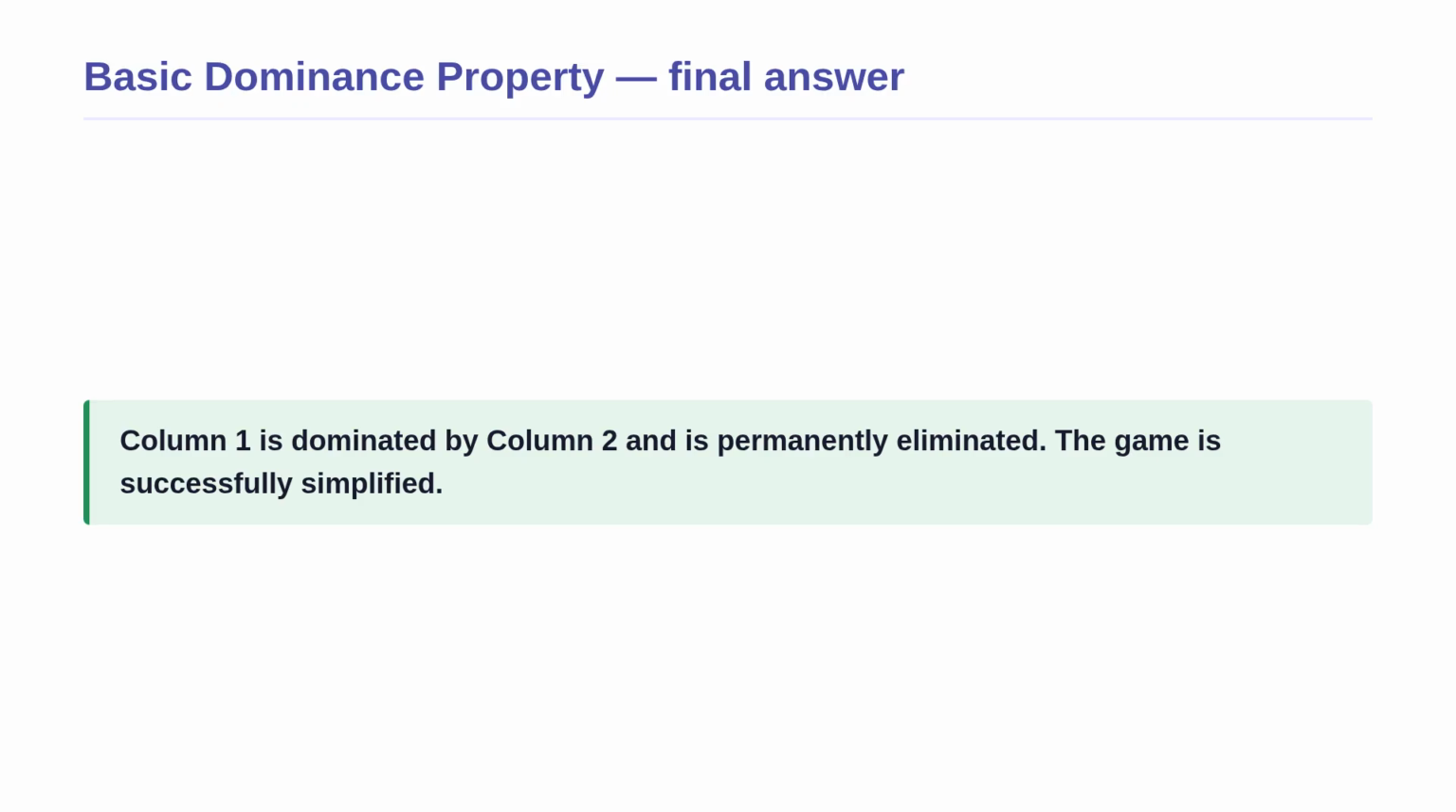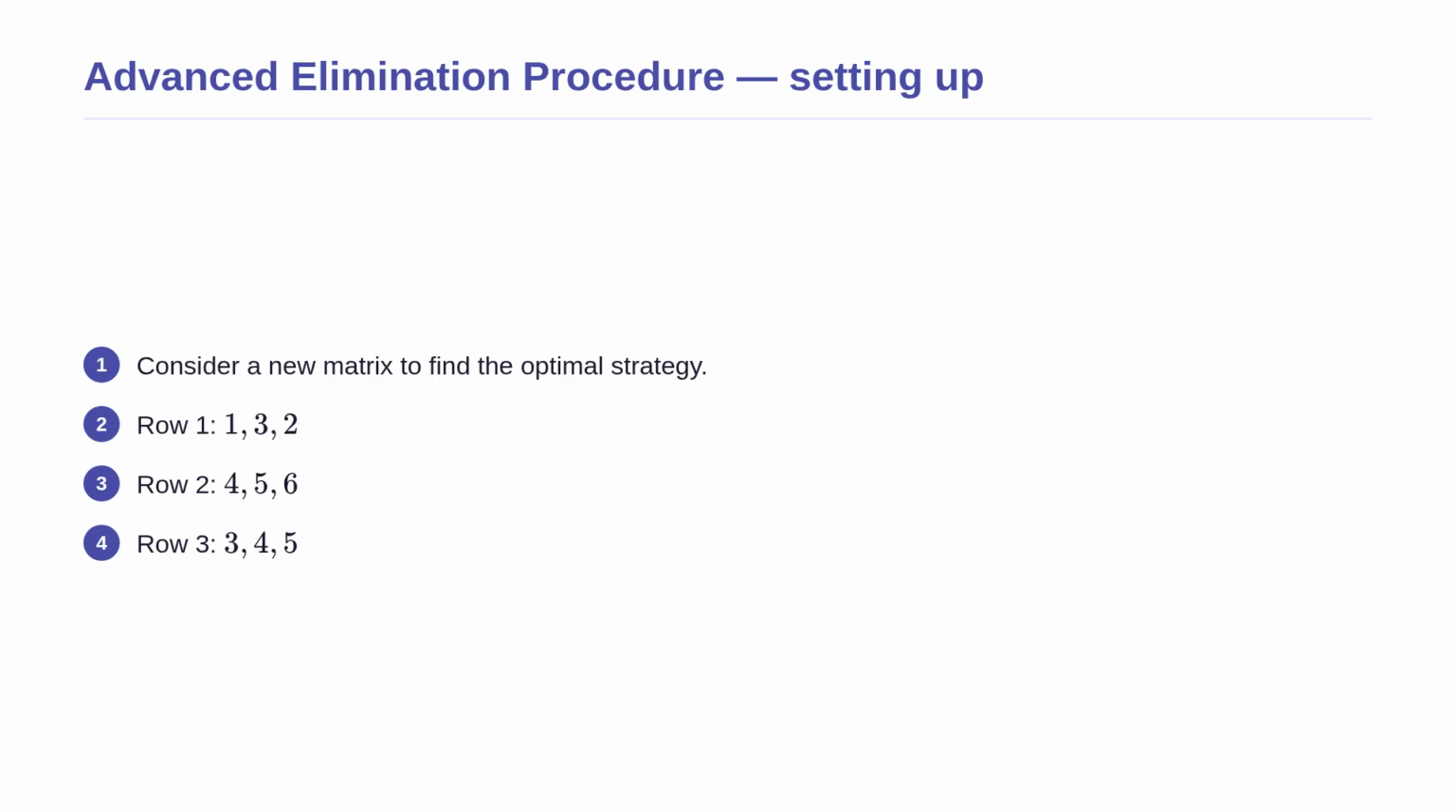We have successfully removed a useless row and a useless column, shrinking the game down to its core. This final reduced matrix represents the simplified game, proving how powerful this property is in filtering out bad choices. Let us look at a slightly more complex scenario where we must apply the elimination procedure carefully.